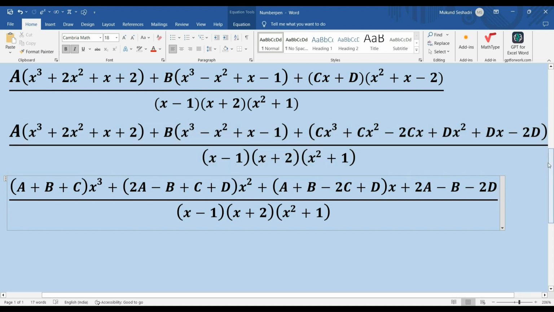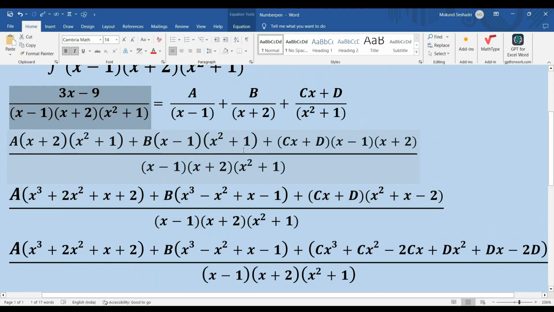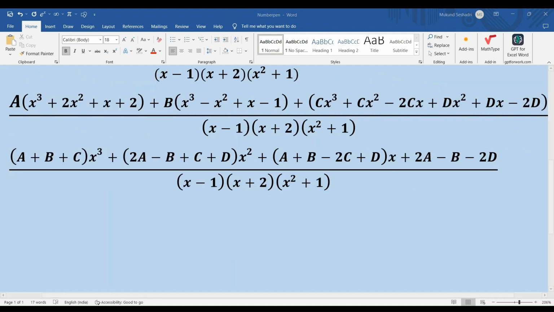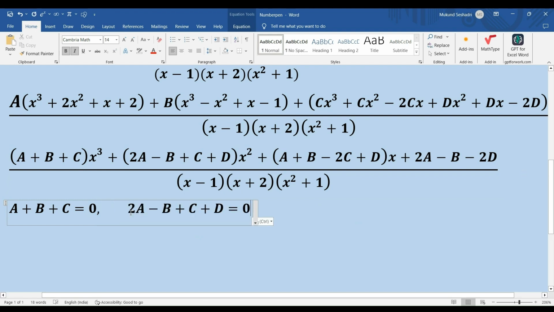So now I try and compare this with the expression given to me. The expression given to me is (3x − 9) divided by (x − 1)(x + 2)(x² + 1), right? Whereas the expression I have right now has x³ terms and x² terms as well. So I compare it; my denominator is the same. I compare it with the numerator, which is 3x − 9, which means my x³ coefficient is 0, my x² coefficient is also 0, right? So what do I mean by that? My a + b + c is 0. My 2a − b + c + d, which is the coefficient of x², is also 0.